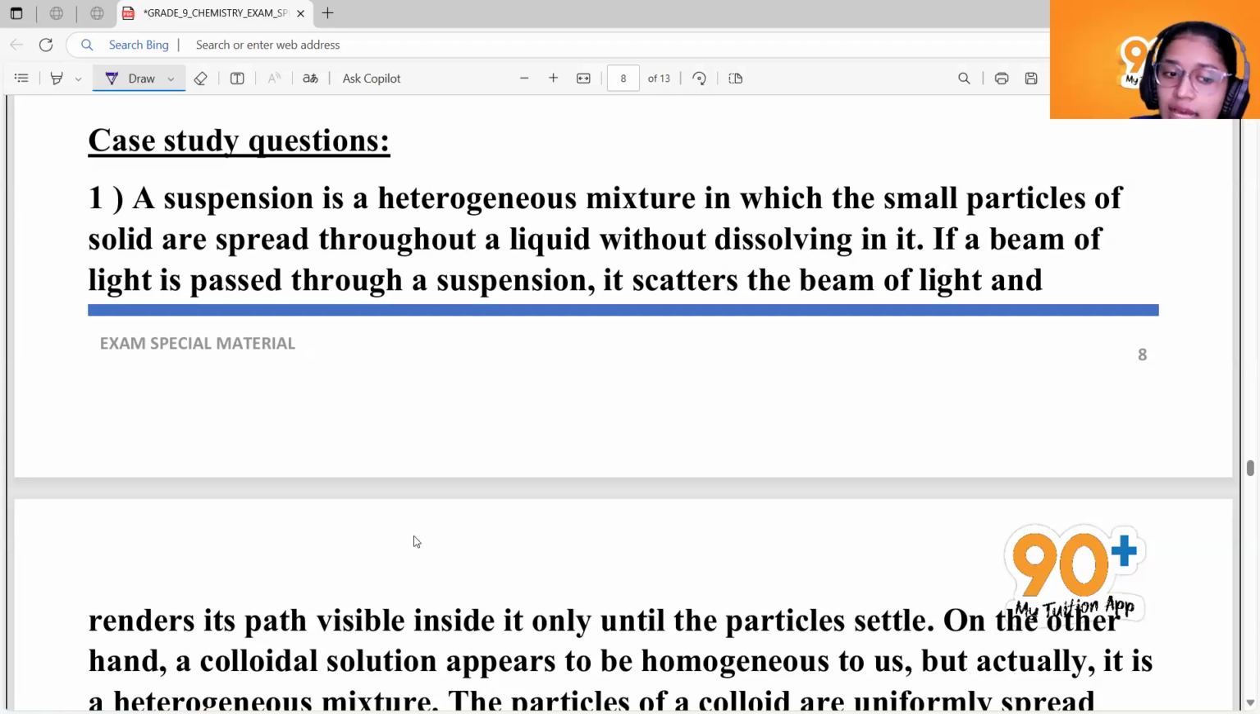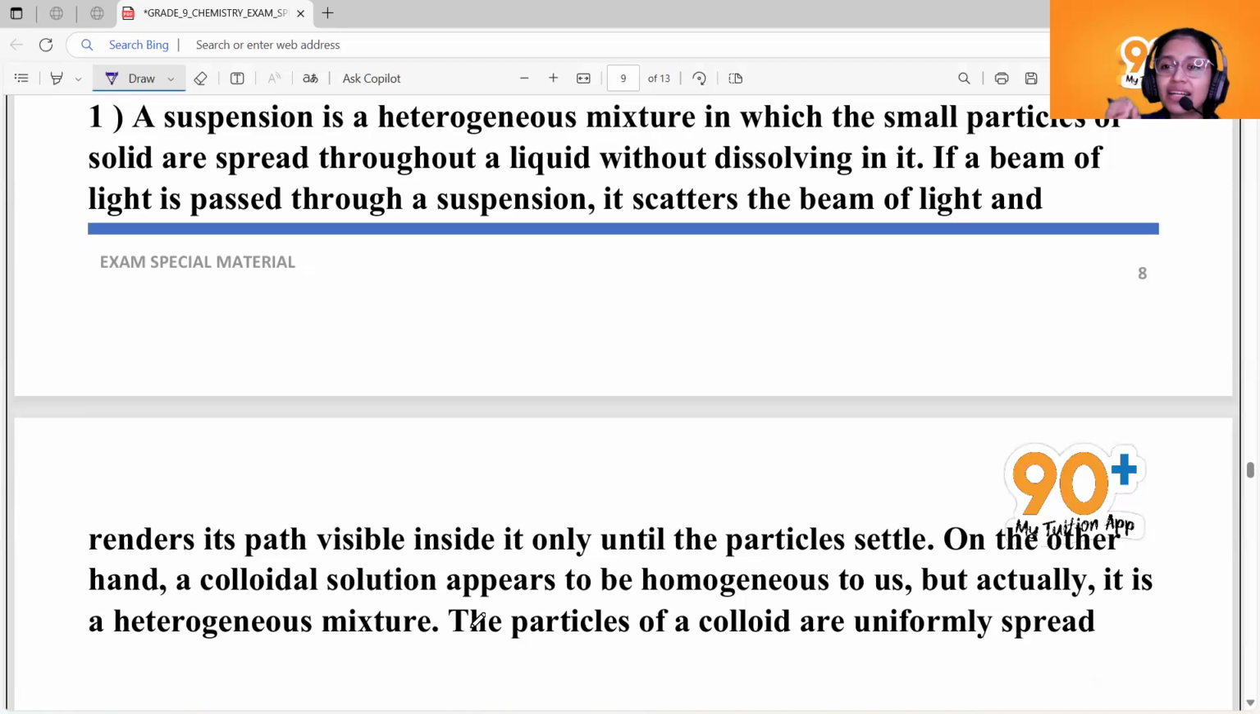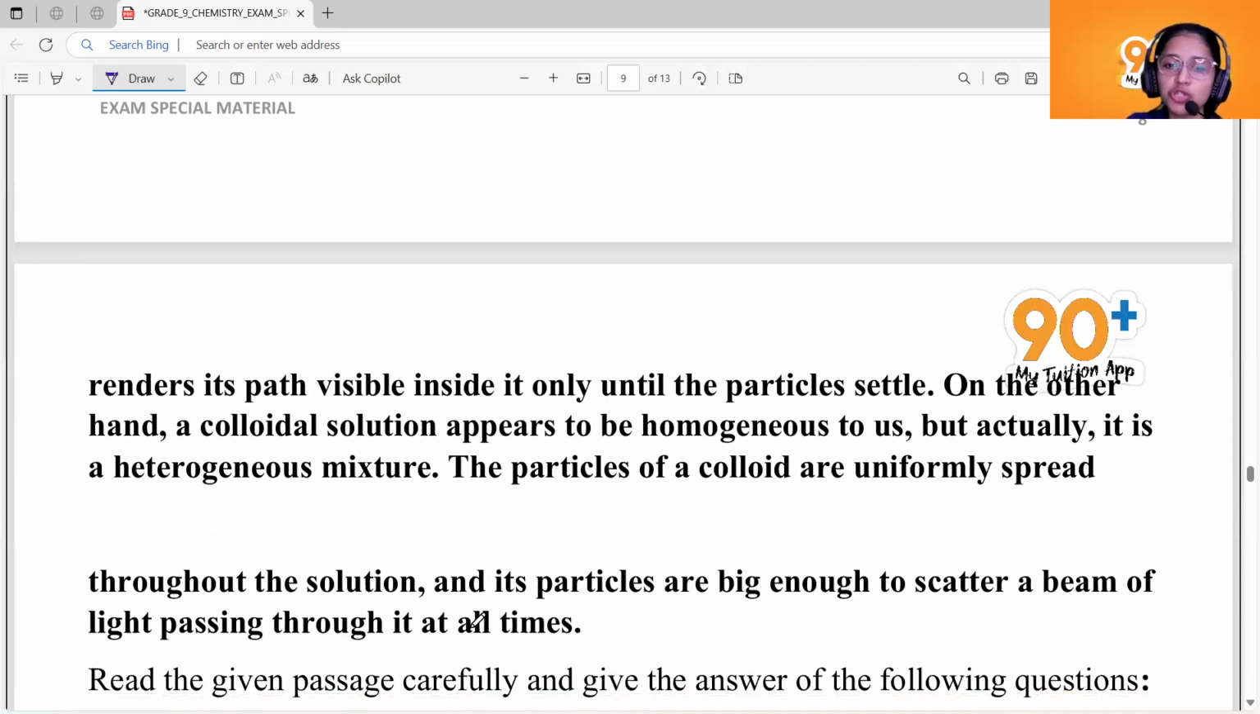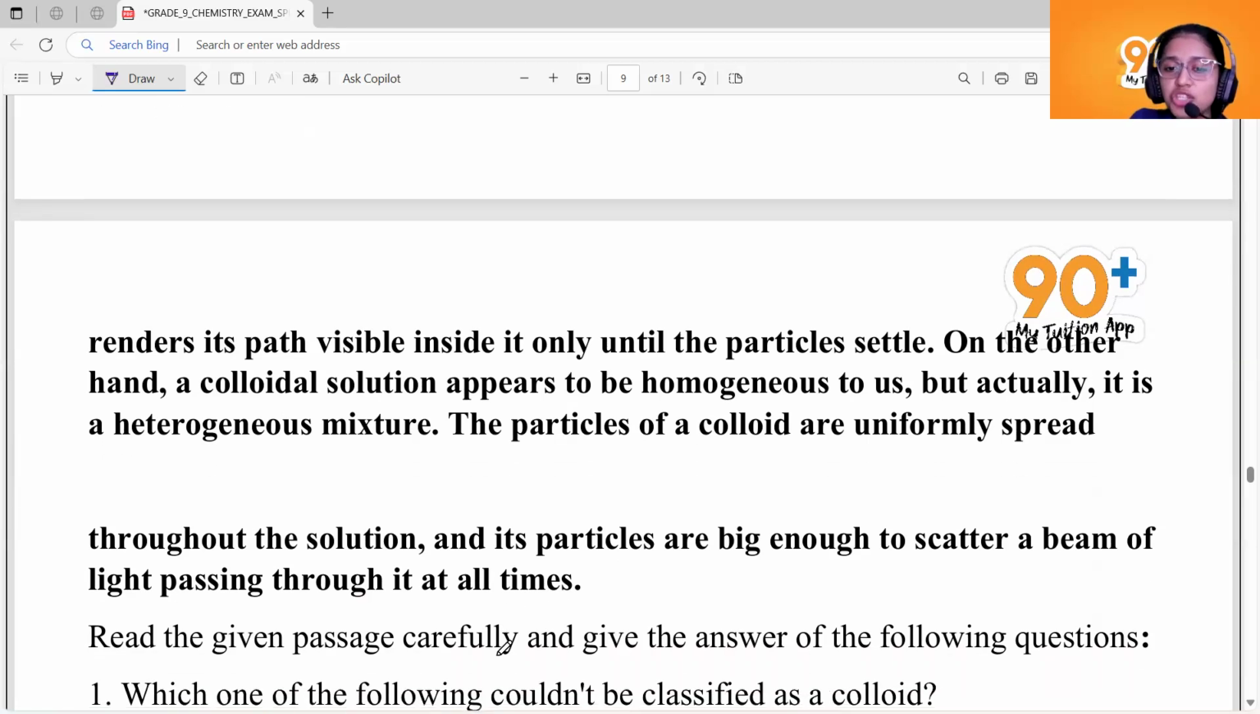On the other hand, a colloidal solution appears to be homogeneous, but actually, in the molecular level, it is a heterogeneous mixture. Particles of a colloid are uniformly spread throughout the solution, and its particles are big enough to scatter a beam of light passing through it at all times. Read the given passage carefully and answer the following questions.